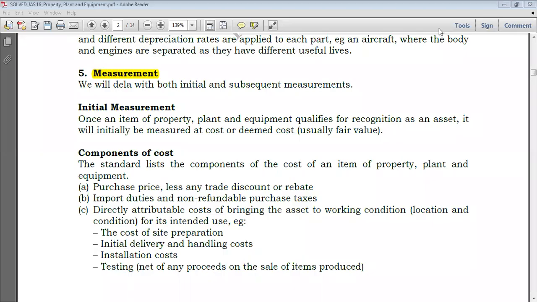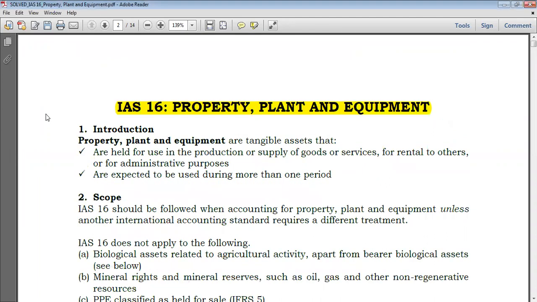Hello guys, all right. Let's proceed with our topic, IAS 16, property, plant, and equipment. Today we are just going to take a look at measurement, and then we go to a worked example for initial measurement, and then we proceed with subsequent measurement.